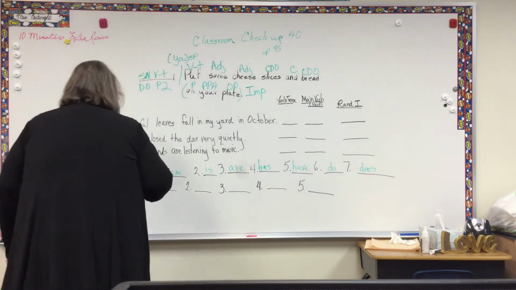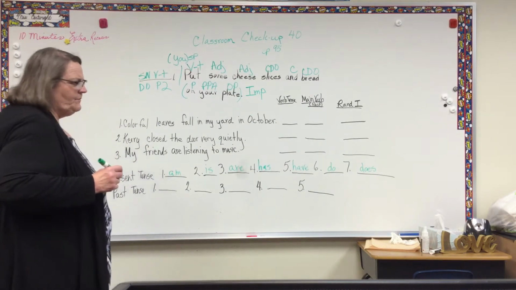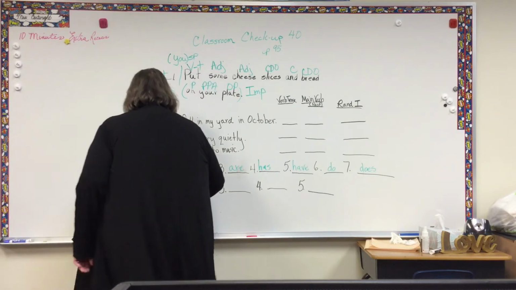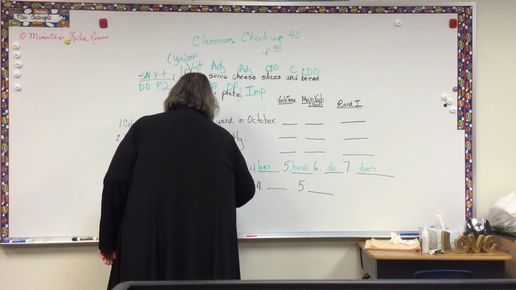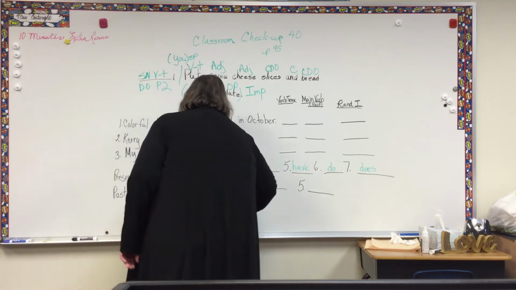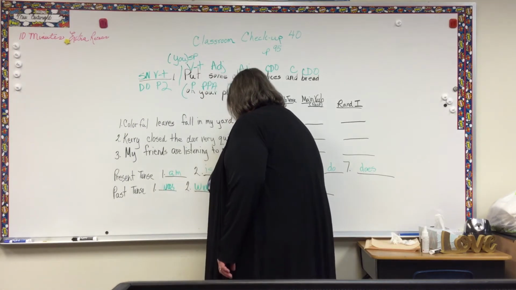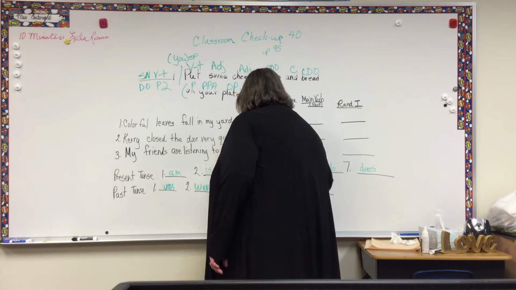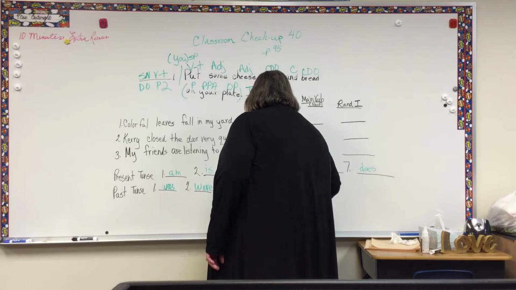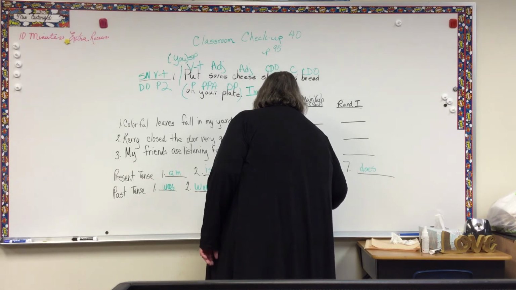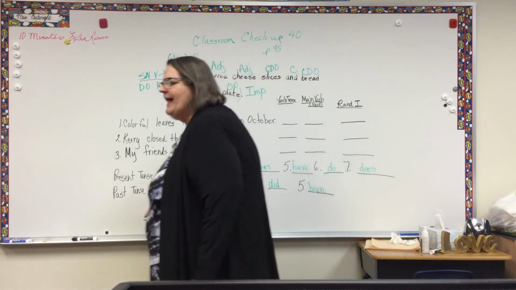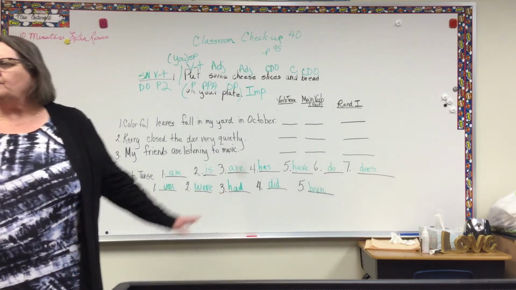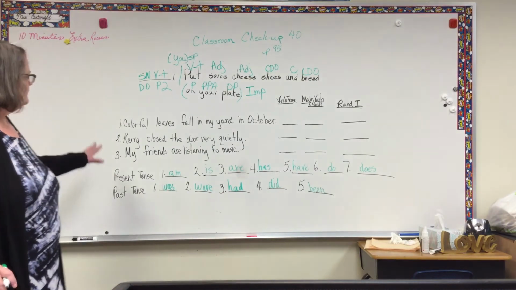Okay? And then the next is the past tense verbs, and we start out with was, were, had, did, and been. Okay, so now we have those, and we can just go down and look at those as we do our sentences up here.